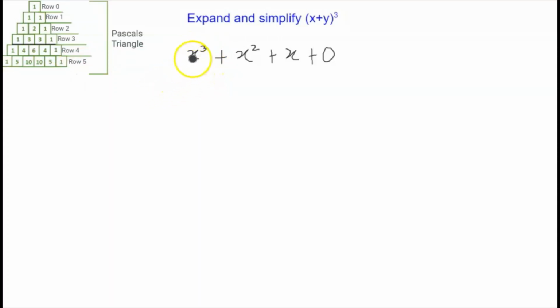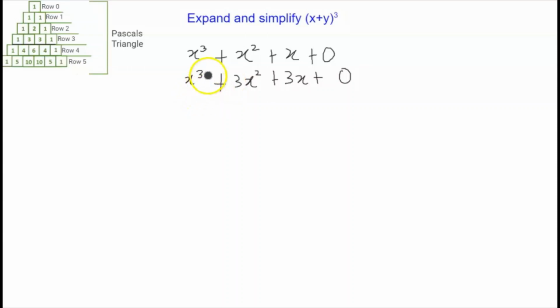So it would be 1x cubed, or you can just write x cubed, and then plus 3, because there's a 3 here, so 3x squared, and then we're adding another 3, because there's another 3 here, so it would be 3x, and then add 1 times 0, that's just a 0, so we can just leave that as it is. Once we've done that, we can add in the y, because now we need our y's, don't we?